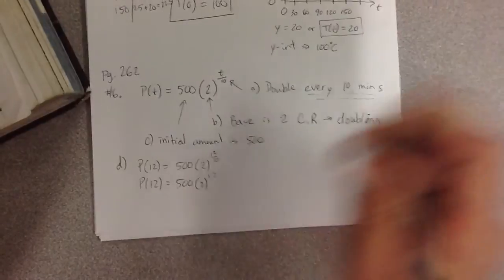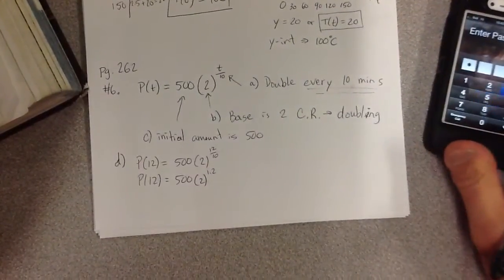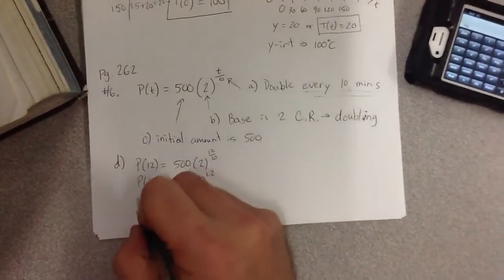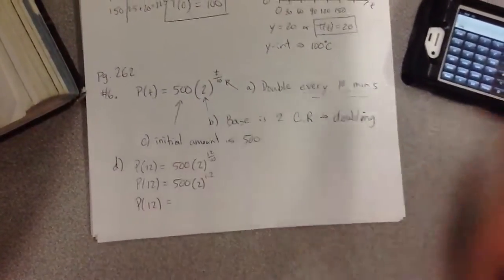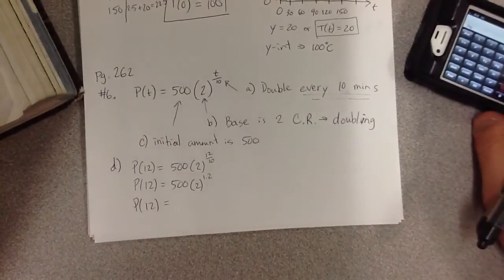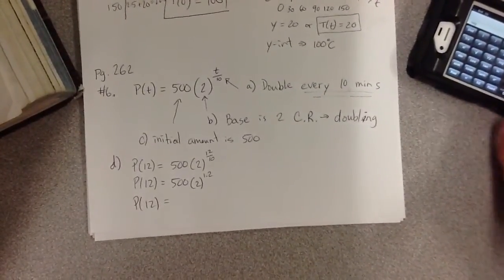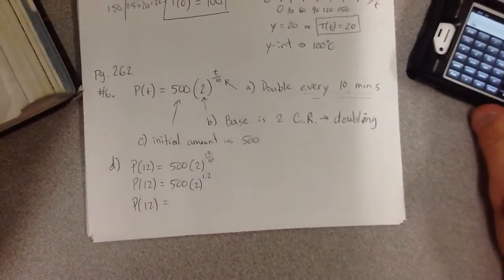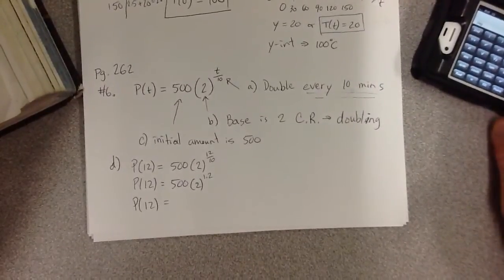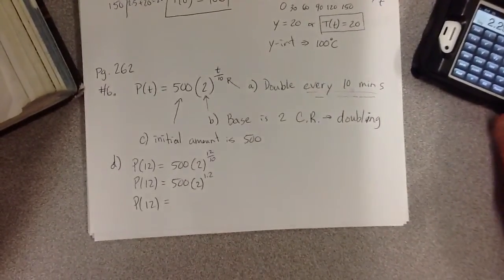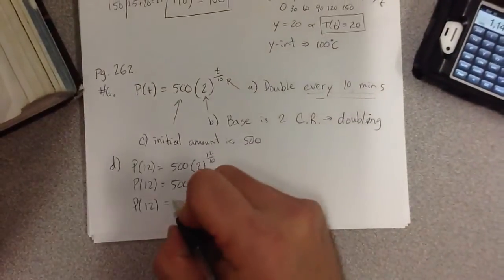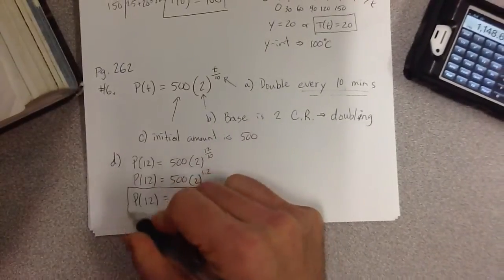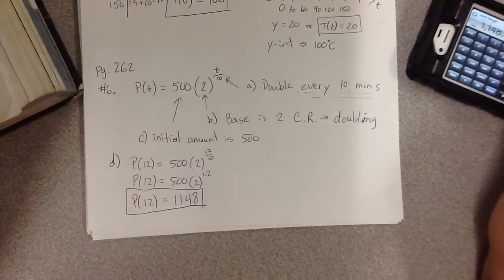this is just 1.2. And if I do that on a calculator, remember, you can just use your calculator to do this. So this is population at time 12, and just make sure that when you do this problem, you are actually doing 2 to the power of 1.2 first. So I'm going to go 2 to the power of 1.2 equals, and then multiply that by 500. And that will give me 1,148. And you have to round to the nearest whole.